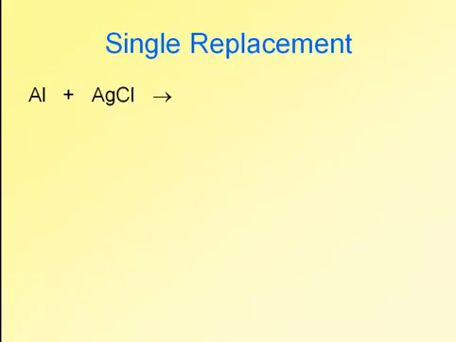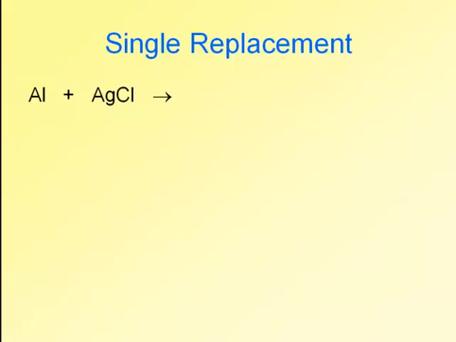The comparable element in the compound is silver. The element by itself, the aluminum here, has to be higher on the activity series than what's already in the compound, the silver, for anything to happen. So check that first. Is aluminum higher than silver? Yes. So this reaction will occur. Al will now be in the compound with Cl, and Ag will be booted out to be an element by itself.